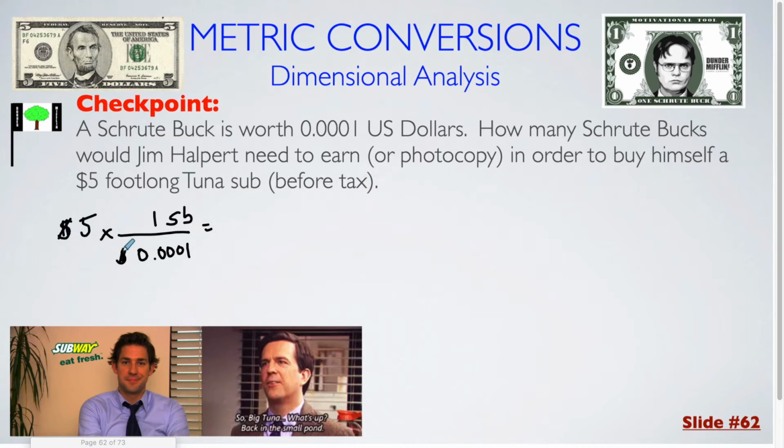Our dollars are canceling here. We're ending up with Schrute bucks, which is what we want. So from here, we just have to multiply and divide across. So we have 5 times 1, and then divided by 0.0001. When we multiply across, we end up with 50,000 Schrute bucks.